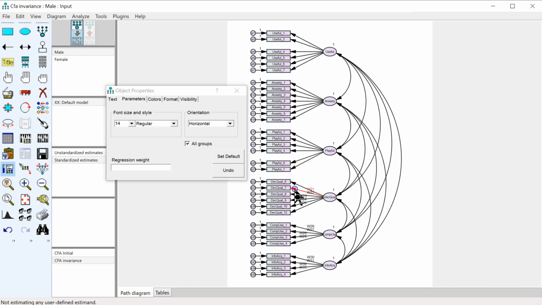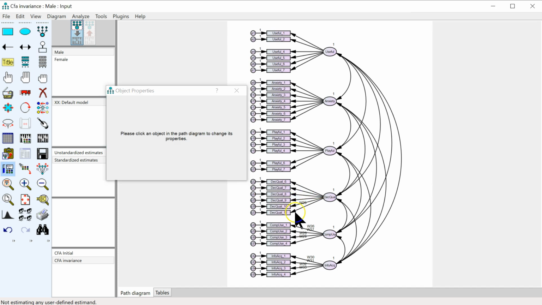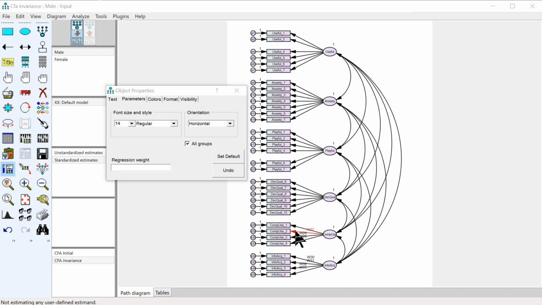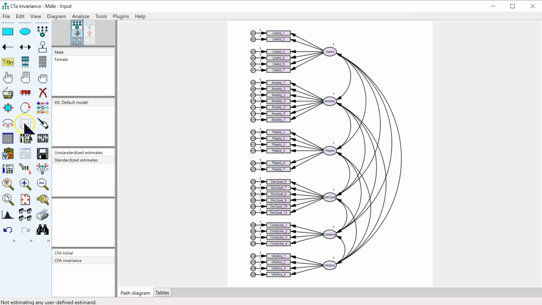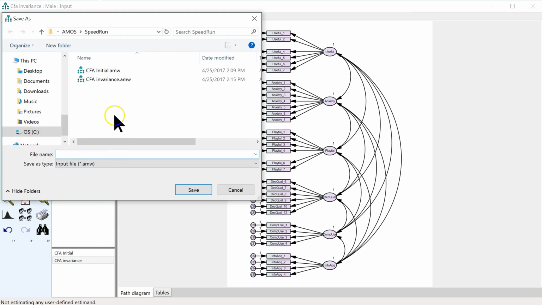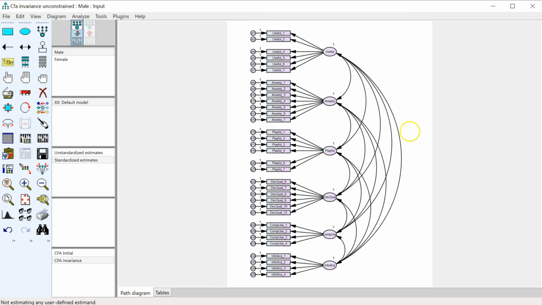So, lesson to be learned: don't constrain first. Get the unconstrained first. Eating up that precious time on a speed run. I would be failing in Mario right now if I were doing a Mario speed run. There we go. It's all set. All right. Let me save this as the unconstrained model just in case I need to come back to it. CFA invariance unconstrained. Okay, and let's run it.